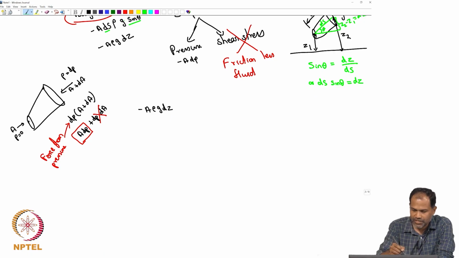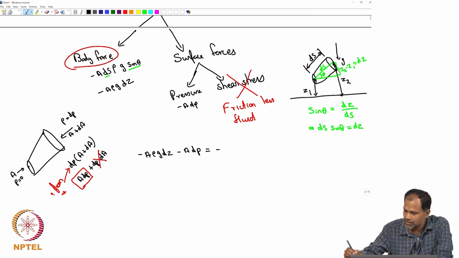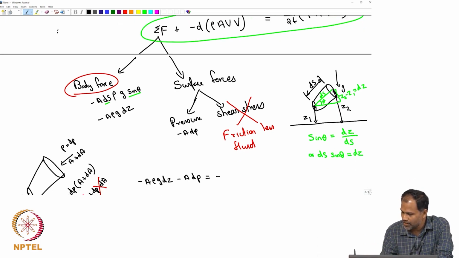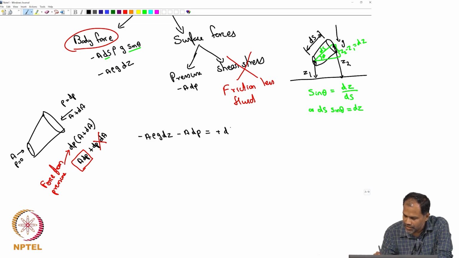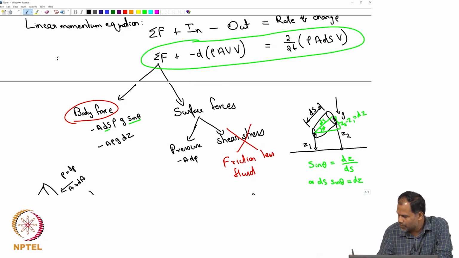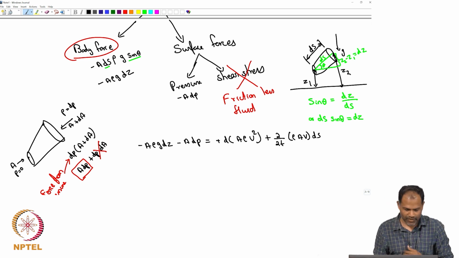So, minus A rho g dz is the force, minus A dP is equal to, sorry, plus d of rho A v v, plus d of A rho v square, plus del by del t of rho into A into v times ds. So, that is the expression that we have.